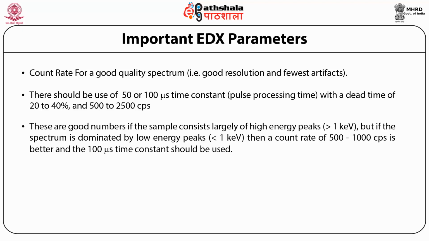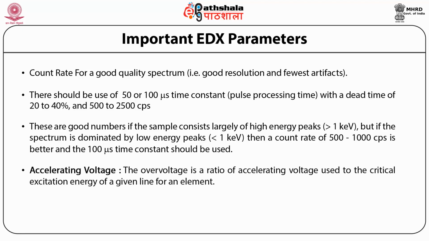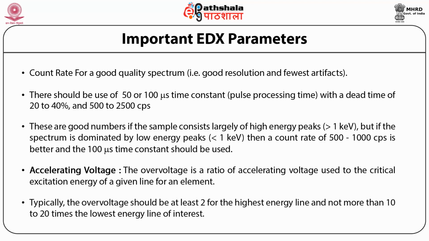The other parameter is accelerating voltage. The overvoltage is the ratio of the accelerating voltage used to the critical excitation energy of a given line of an element. Typically, the overvoltage should be at least 2 for the highest energy line and no more than 10 to 20 times the lowest energy line of interest.